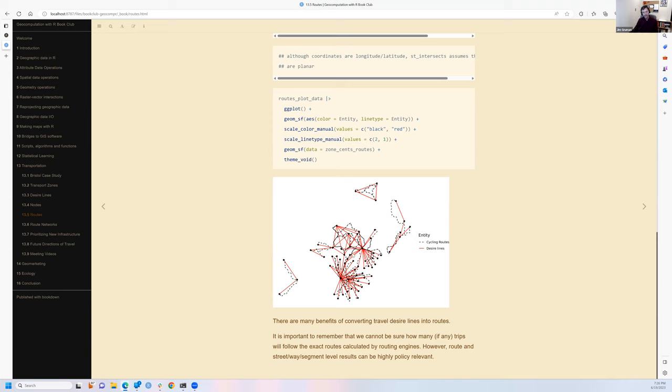They note here in this just R-based example, we can't be sure how many trips actually follow those routes. You know, just because someone said they were biking in the census doesn't mean they actually do this. But it still might be policy relevant in highlighting like high likelihood trips.